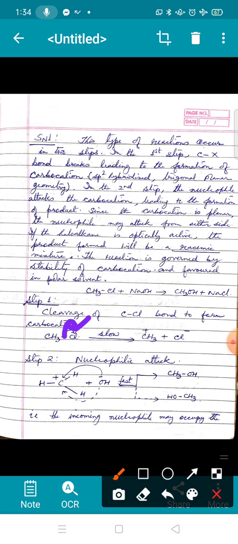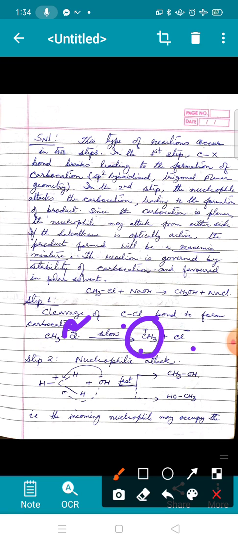Cl, being more electronegative, will pull the electron towards itself. Now since bond breaking demands more energy, the reaction is slow, and it leads to the formation of CH3+ with a positive charge, called carbocation, methyl carbocation here, and Cl- is formed.